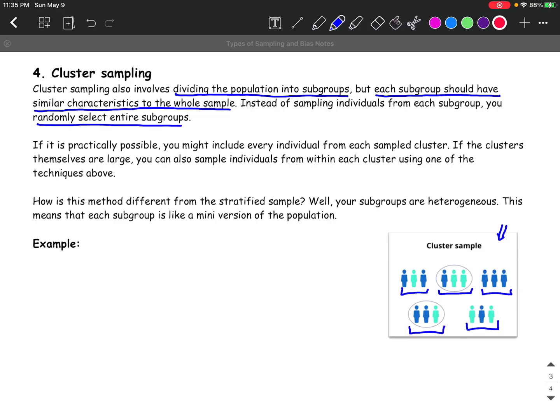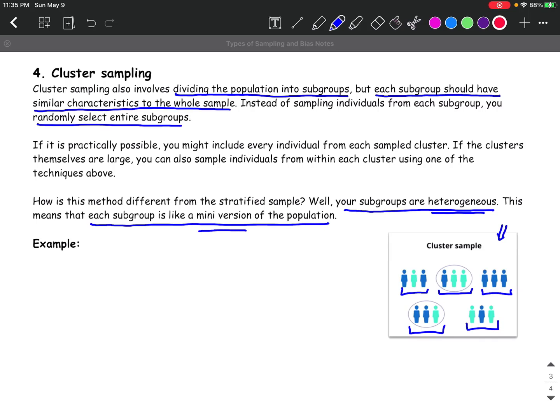The difference is your subgroups are heterogeneous. They're all mixed up. Whereas in the stratified sampling, they were homogeneous. Everybody had the same characteristics. Here, we're heterogeneous. Everybody has different characteristics. It's like each one is a mini version of the entire population. I like that, the mini version of the entire population.